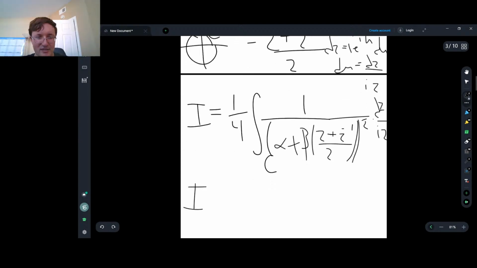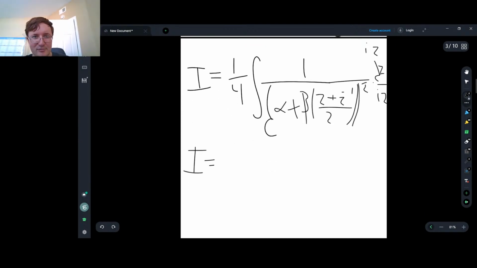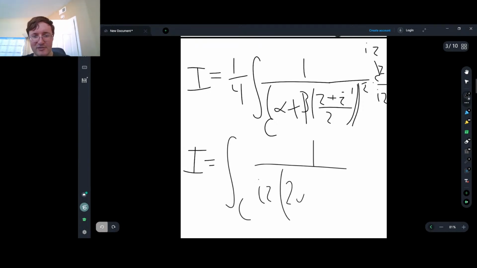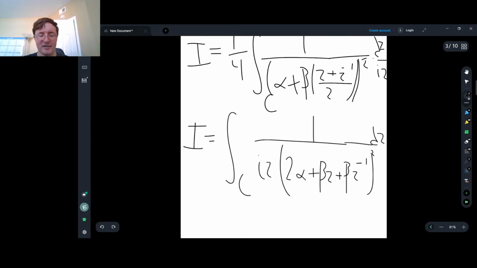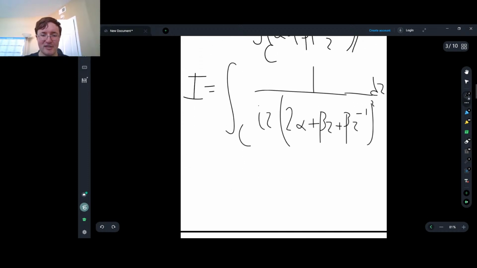Okay, so I equals 1 over 4i times the integral of, oh, well, that 4 I can absorb into the bottom, actually. So maybe I'll just write it like this. So it's 1 over iz times 2 alpha plus beta z plus beta z inverse squared. Okay, now I need the residue of this thing.